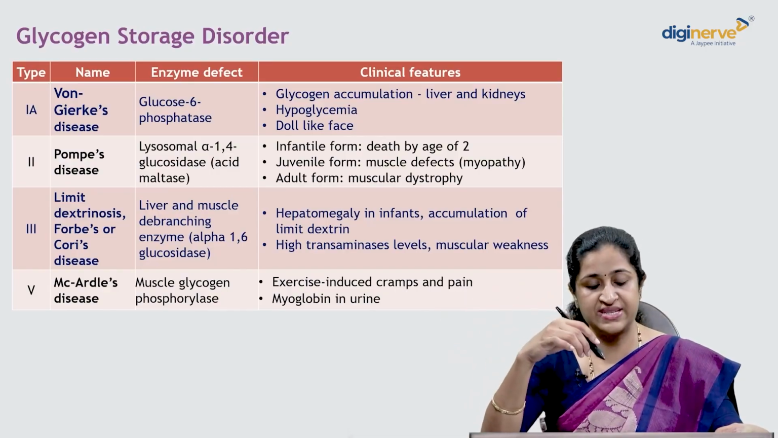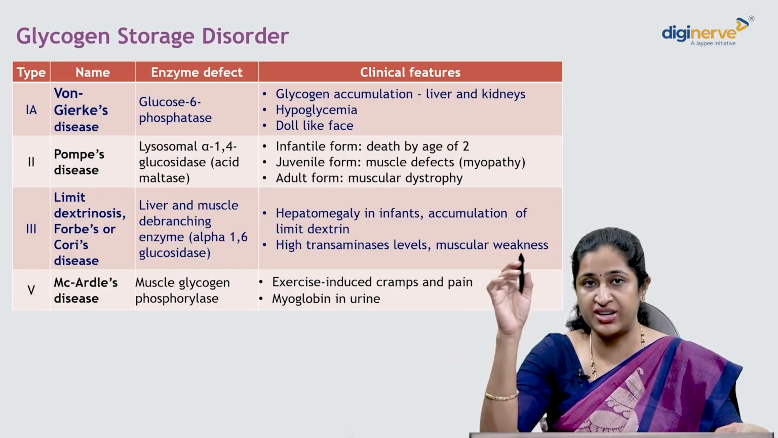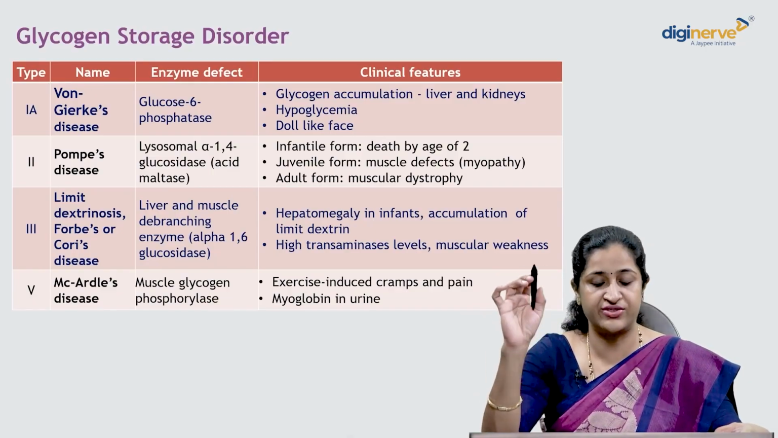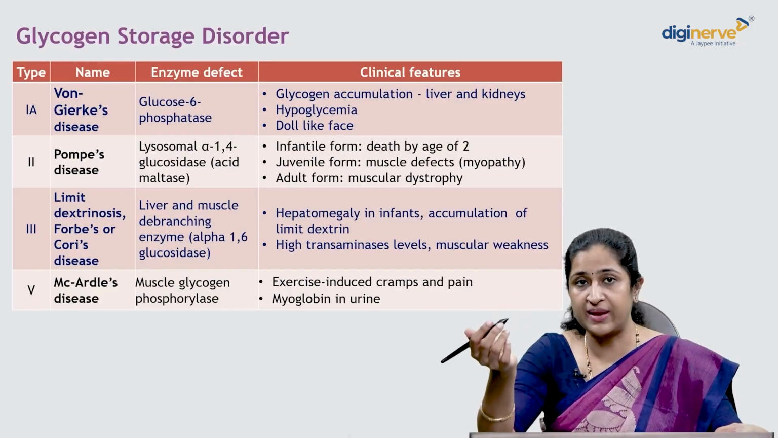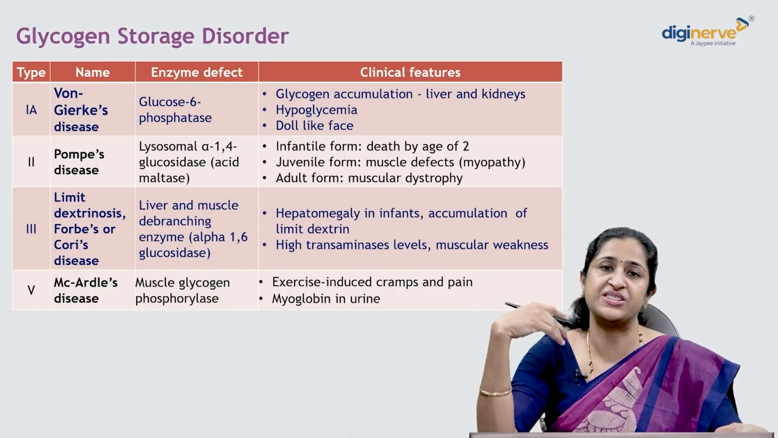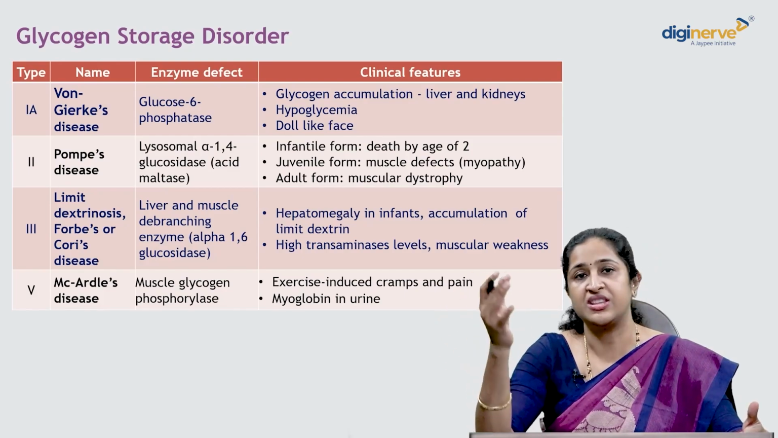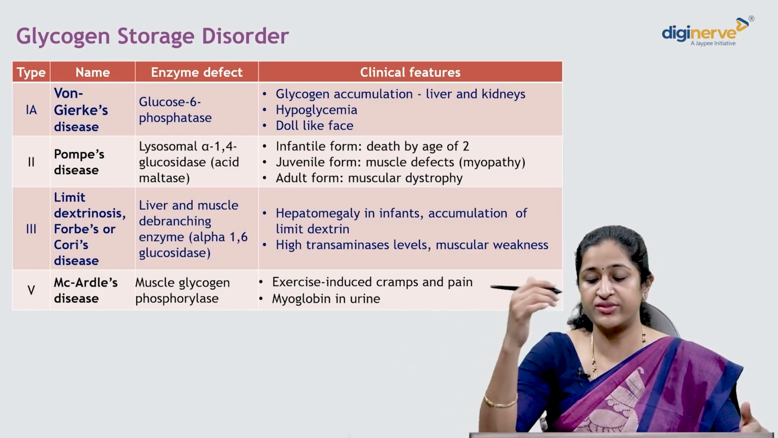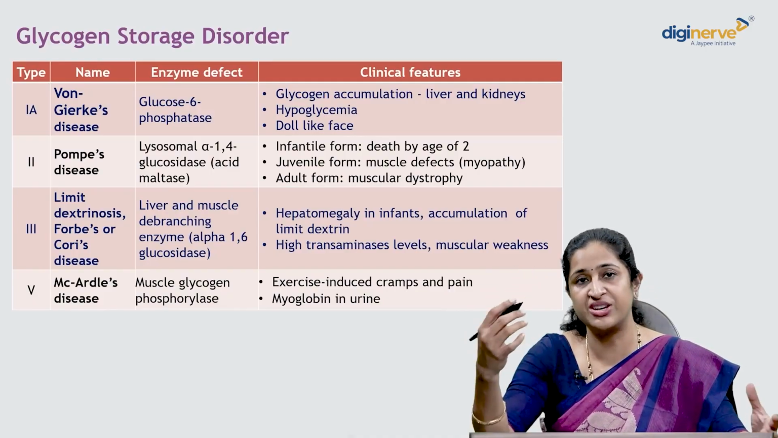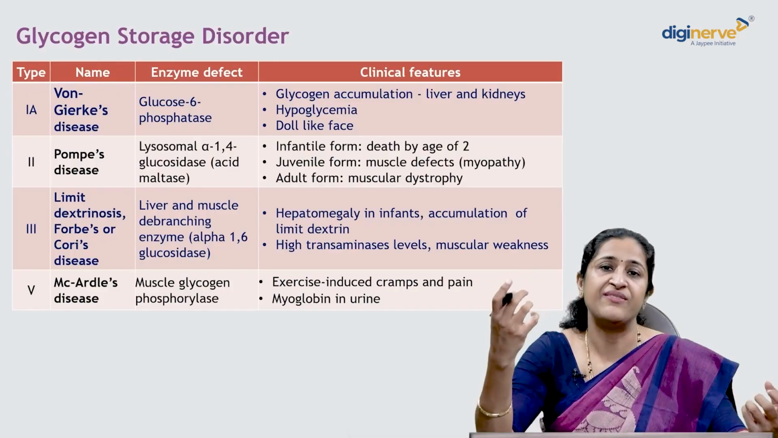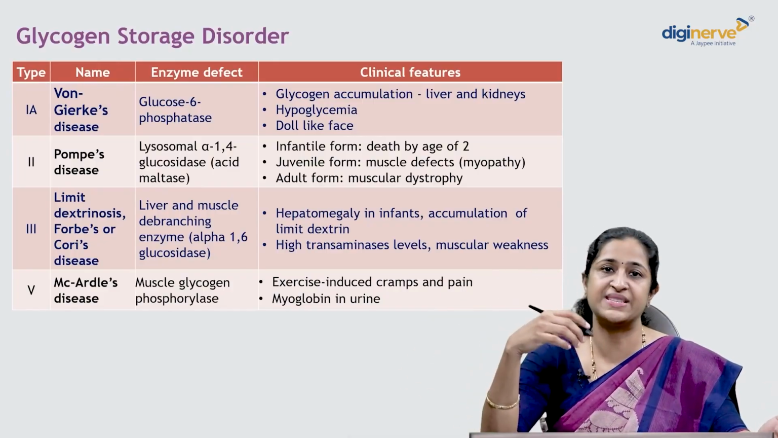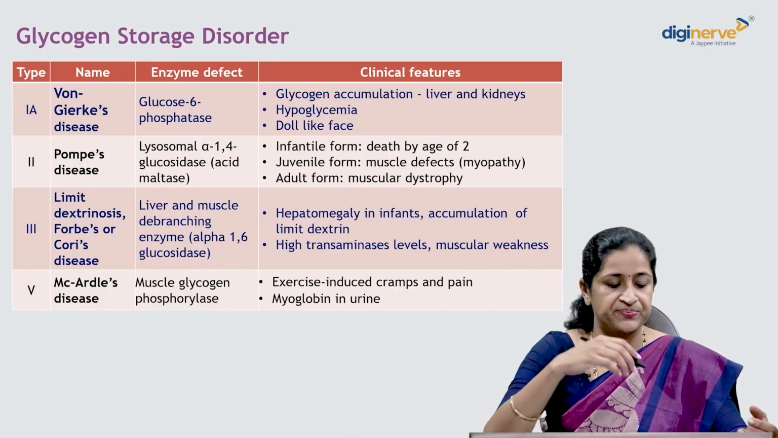Then you have Pompe's disease. Here you have the acid maltase deficiency or the lysosomal alpha-1,4 glucosidase deficiency. There are 2-3 types in this. You have the infantile form, where the presentation is very severe and the child succumbs by 2 years. You have the juvenile form, where there's only a muscle issue, and these muscle defects present as myopathy, where the muscles are unable to use the glucose, and the adult form presents as muscular dystrophy.